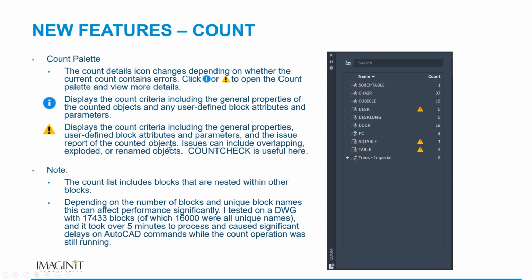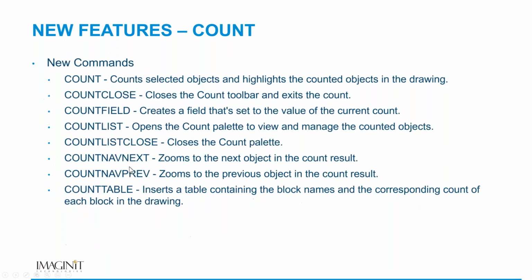Okay. So again, the number of blocks that you have in there are going to significantly impact how this feature works. So the new commands, you've got a count command, count selected objects, highlights counted objects in the drawing, count close, closes the count toolbar, exits the count. Count field creates a field that's set to the value of the current count. Count list opens the count palette to view and manage counted objects. Count list close obviously closes the count palette. Count nav next zooms to the next object. Count nav previous zooms to the previous. And count table inserts a table containing the block names and the corresponding count.